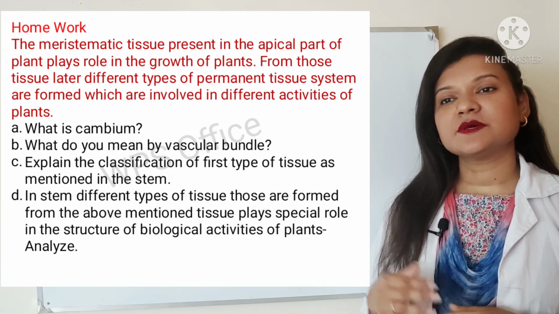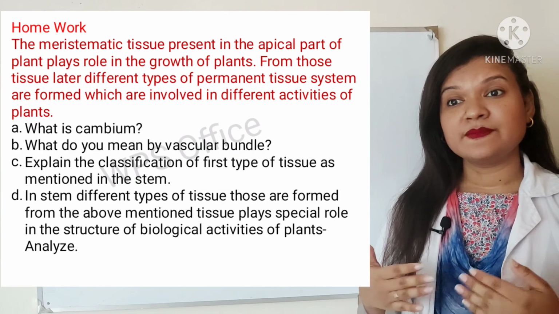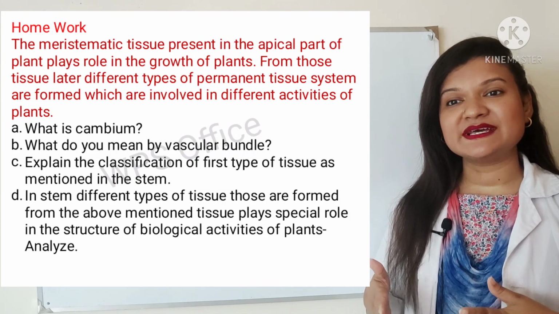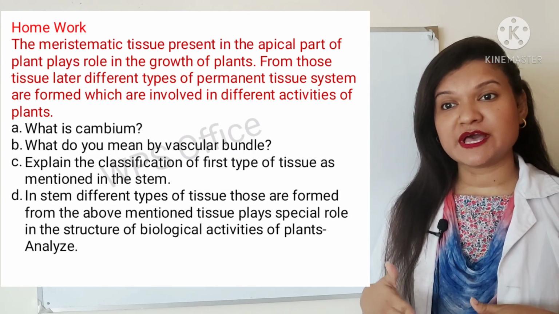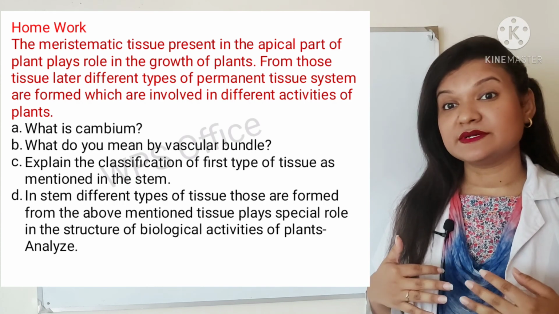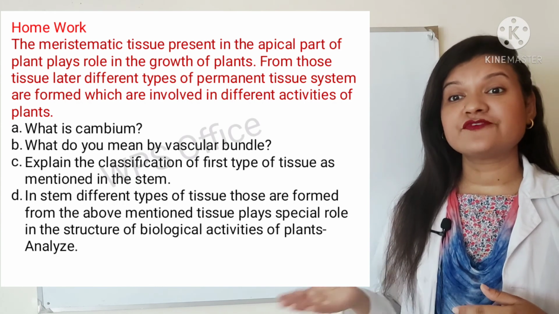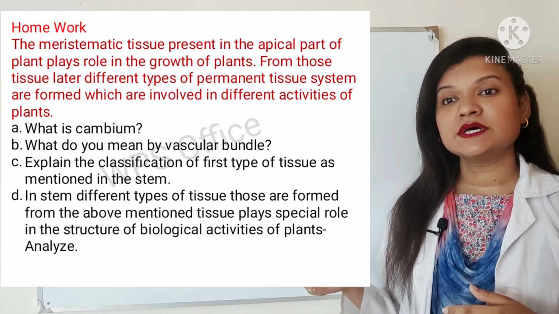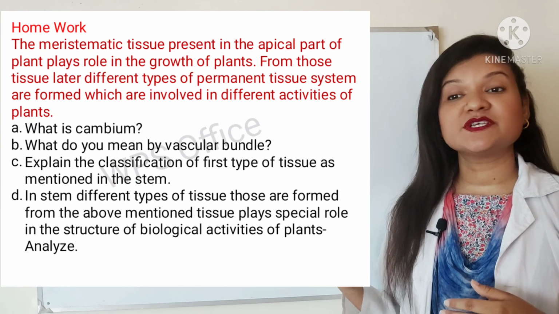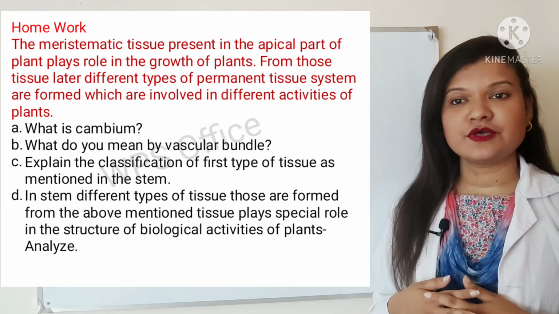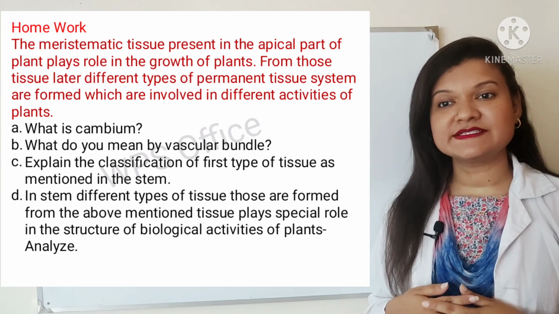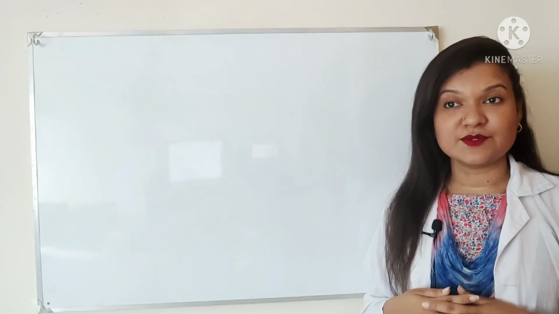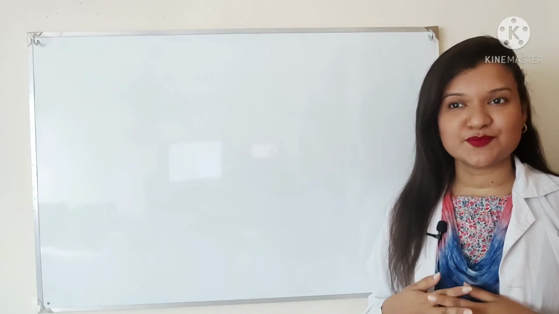The questions are: A, what is cambium? B, what do you mean by vascular bundle? C, explain the classification of the first type of tissue as mentioned in the stem. And D, in the stem, the different types of tissue formed from the above-mentioned tissue play a special role in the structure and biological activities of plants; analyze. This is our homework, and I hope you will do your homework properly.